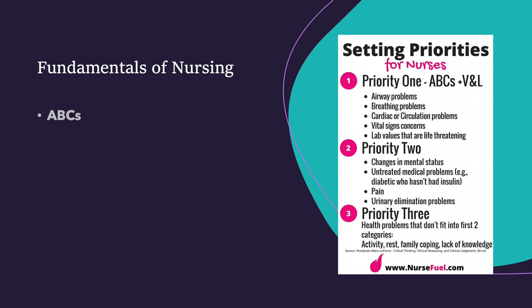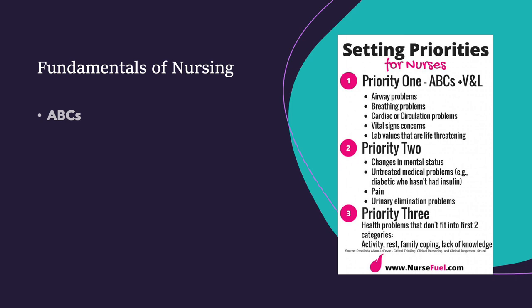So we all heard of ABCs, right? Airway, breathing, and circulation. We all heard of that. But do you guys know that airway and breathing is not always going to be an answer choice? If it is an answer choice, you already know what to do. But I love this chart right here when it says priority one, meaning this is most important. Airway, breathing, cardiac or circulatory problems, right? And then you have your vital signs concerns, and then you have your lab values that are life-threatening, right? Those are things that are priority.